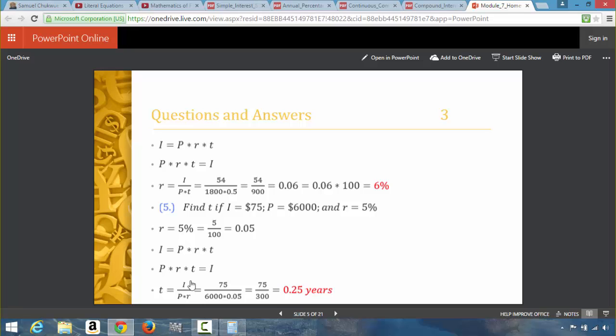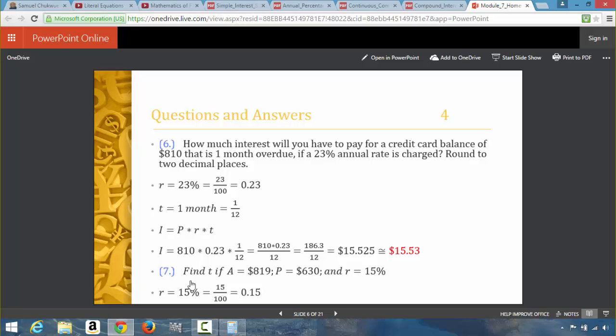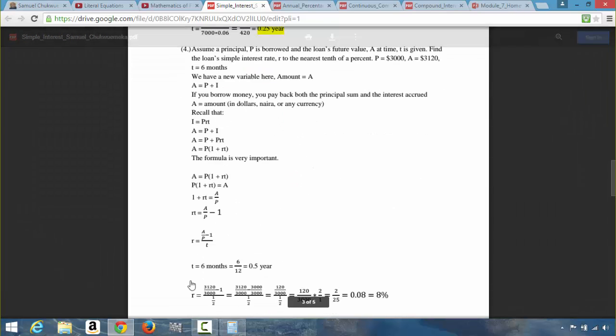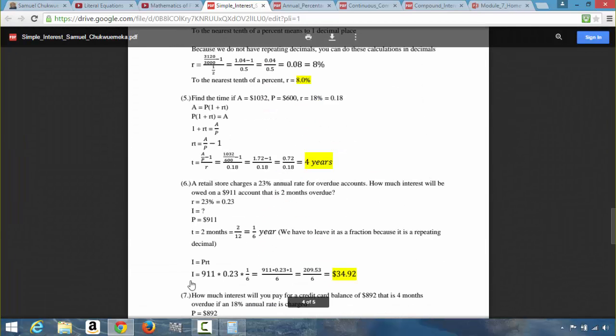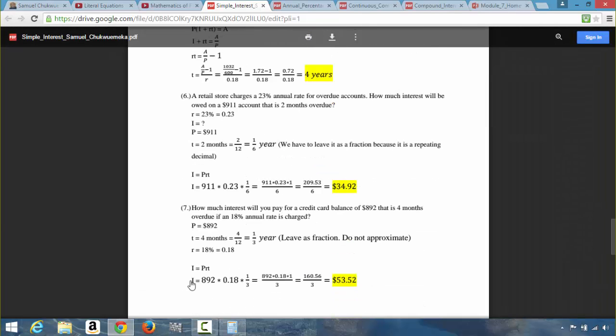Okay. Number 5 is find the time. And we use the same principle, we solve for T. Question 6. How much interest will you have to pay for a credit card balance of $810 that is 1 month overdue if a 23% annual rate is charged? Like I said, even in the prerequisite, I did this type of question. In the prerequisite, yeah, that is like this one. Question 7 here.